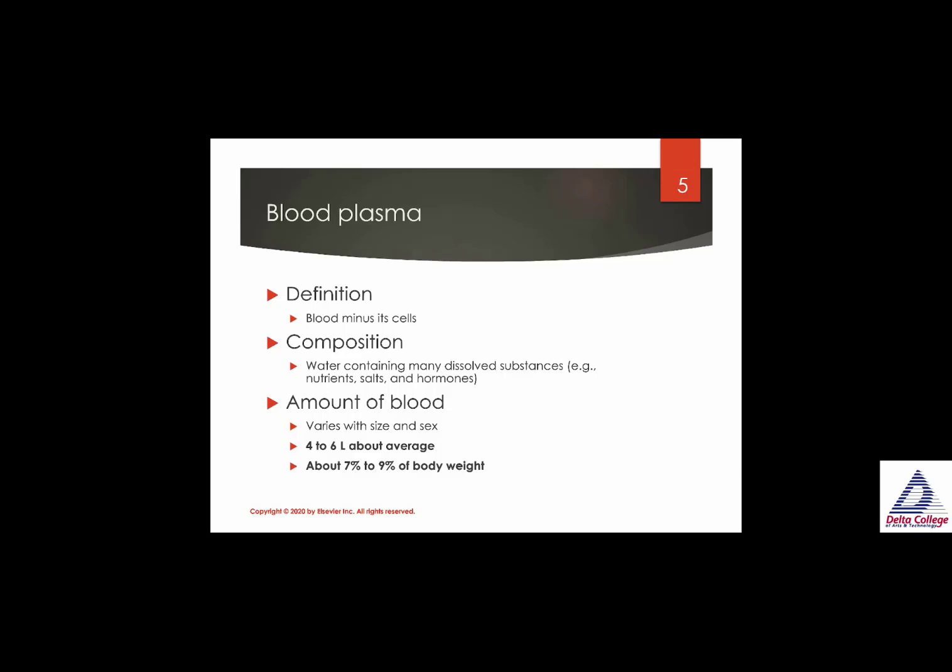Now, the amount of blood varies with size and sex. However, there's about 4 to 6 liters of blood on average in the body, or about 7 to 9% of the body weight.